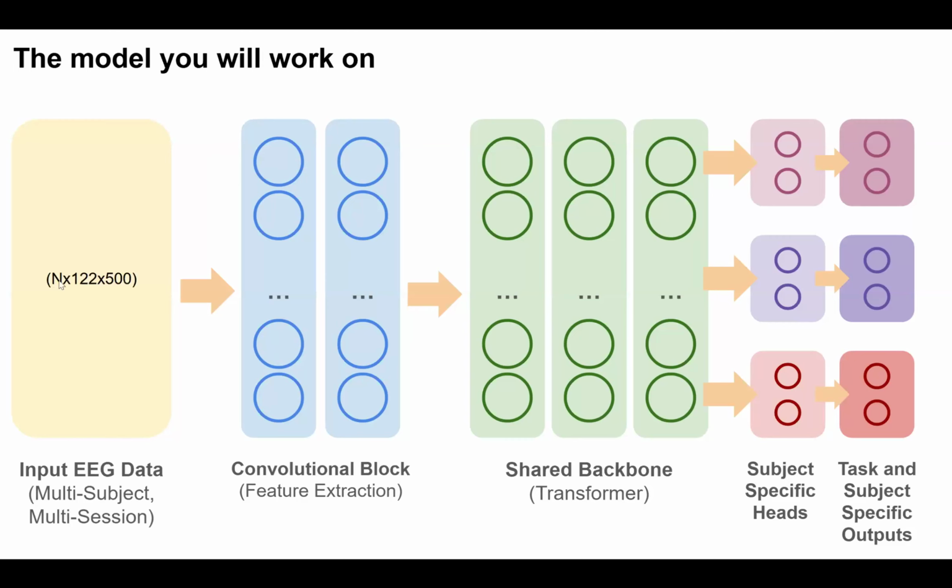As you can see here, the data you have has 122 different electrodes, and each one has 500 time points, which are 0.5 second, half a second, okay? And from this data, you will extract features. Instead of 500, you will reduce the number of dimensions through a convolutional block. And then you will implement 2 different things: a shared backbone across all the subjects, okay, and a specific head for each subject. And she will go through the details in the write-up when she presents that.